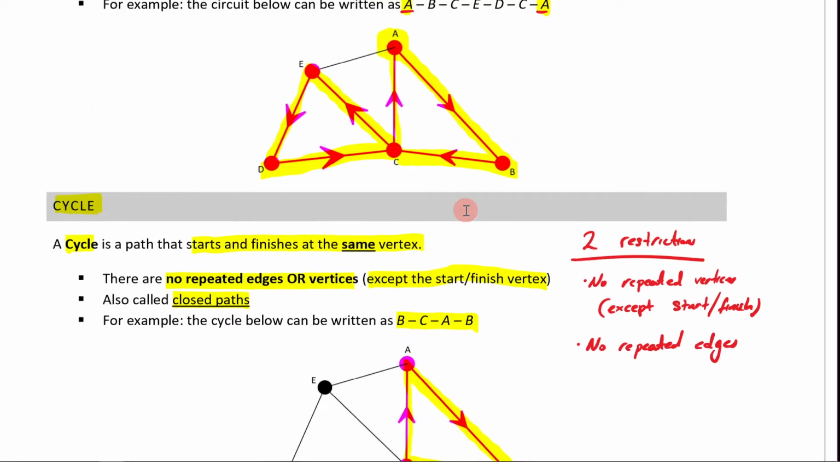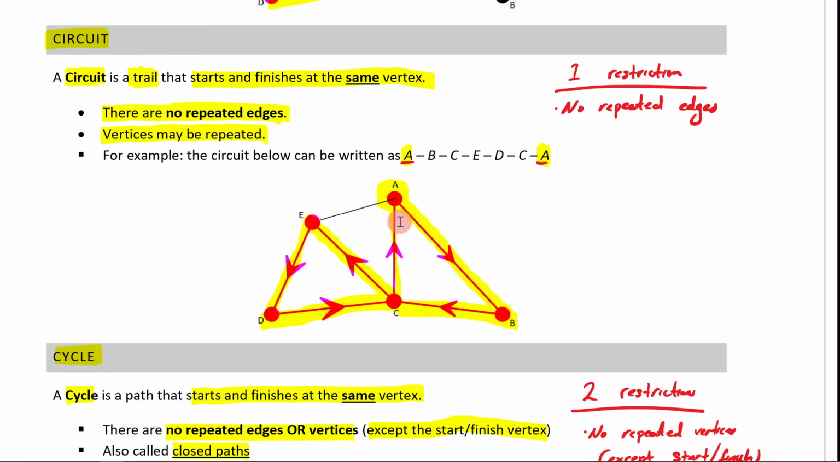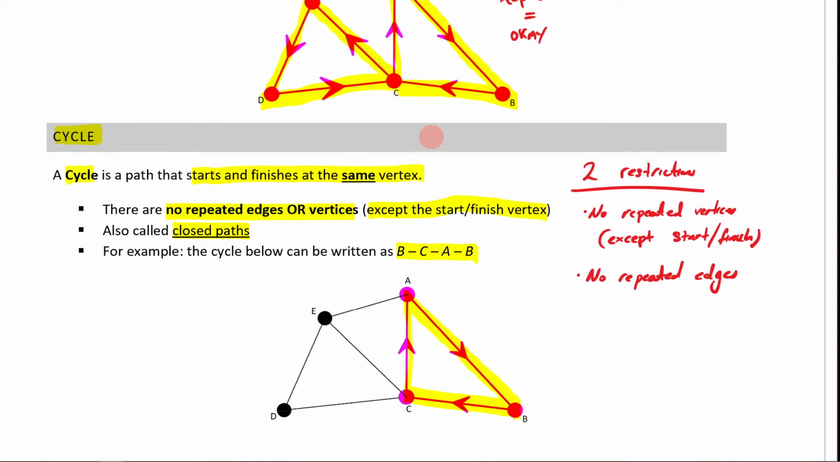So remember, in contrast, our circuit up here could have repeated vertices. That was okay. So up here, repeated was okay. But now, take note of something. A circuit was a type of trail, which means it had no repeated edges, when a cycle is a path.